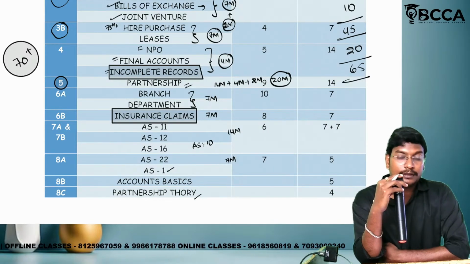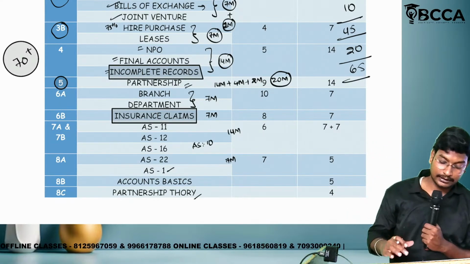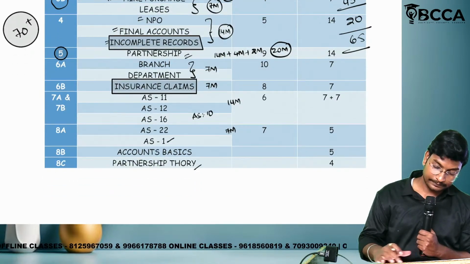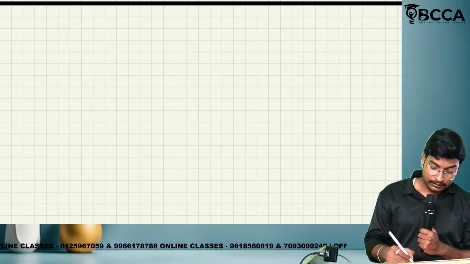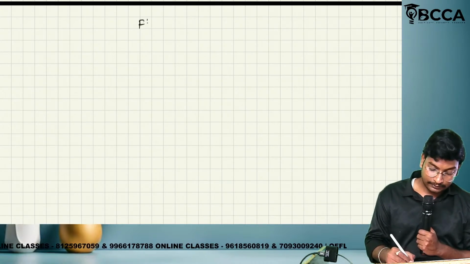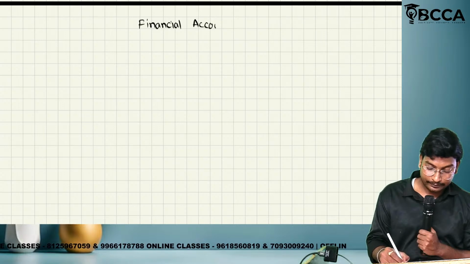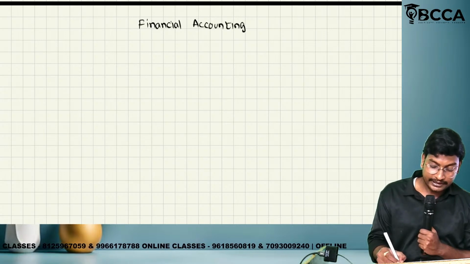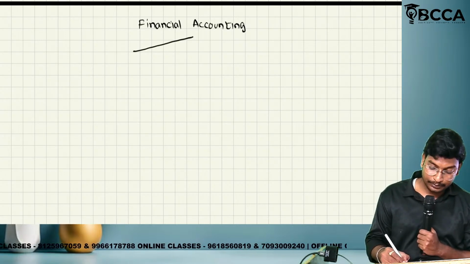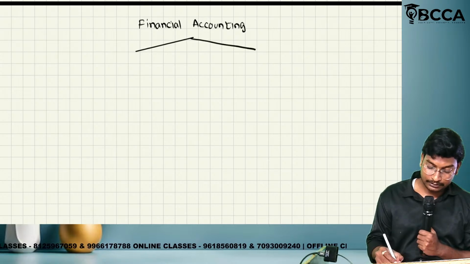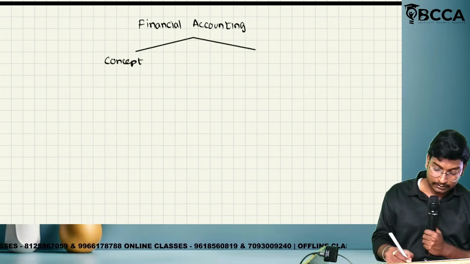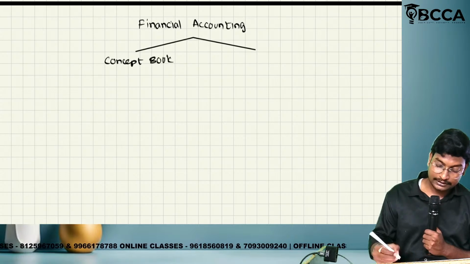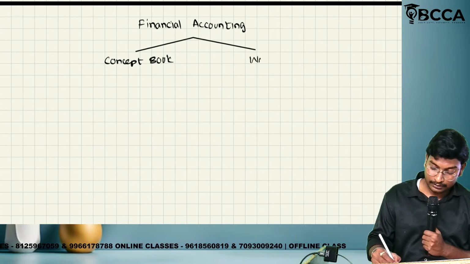So next, I am discussing my books. What is our subject? Financial accounting. In this financial accounting, we have 2 books. How many books? 2 books. The first book is called the concept book. The next one is called the workbook.